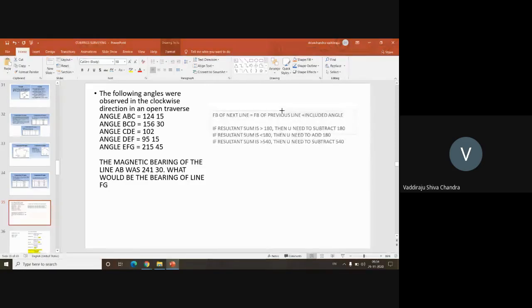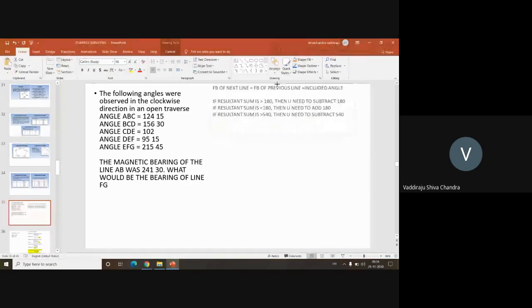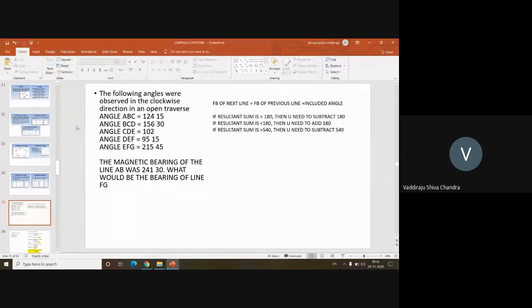Okay. Here you can note on this question, the following angles were observed in the clockwise direction in an open traverse. Angle ABC is 124 degrees 15 minutes. Angle BCD is 156 degrees 30 minutes. Angle CDE is 102 degrees. Angle DEF is 95 degrees 15 minutes. Angle EFG is 215 degrees 45 minutes. And the other information given is the magnetic bearing of the line AB was 241 degrees 30 minutes. What would be the bearing of the line FG? Okay. So first let us try to draw the diagram.